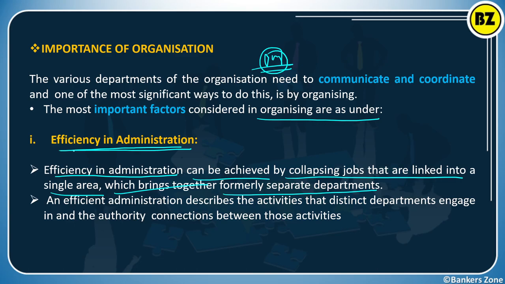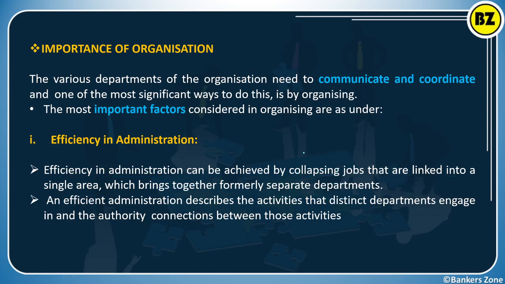So what is basically efficiency in the administration? How can you have better administration? You can collapse the jobs which are linked into a single area, and if it is necessary to create a separate department, you can bring it under a separate department. For example, from a banking perspective, deposit plus passbook printing, right? A customer comes to the branch and deposits the money. Once he deposits, he needs to print the passbook also, right?